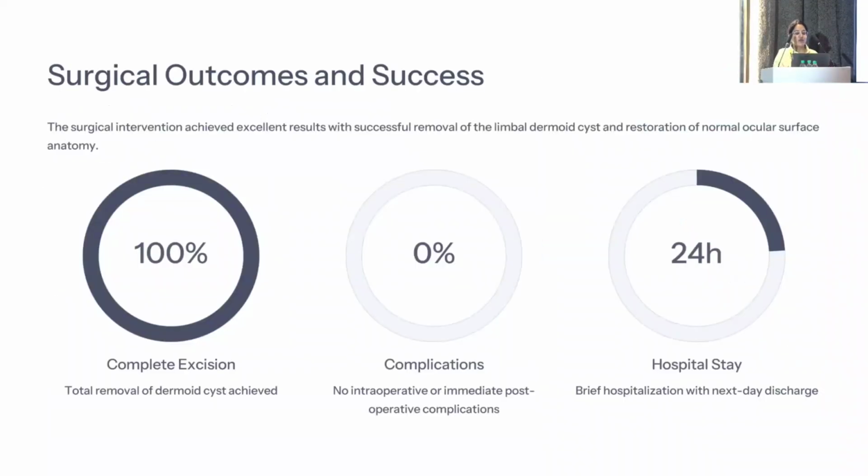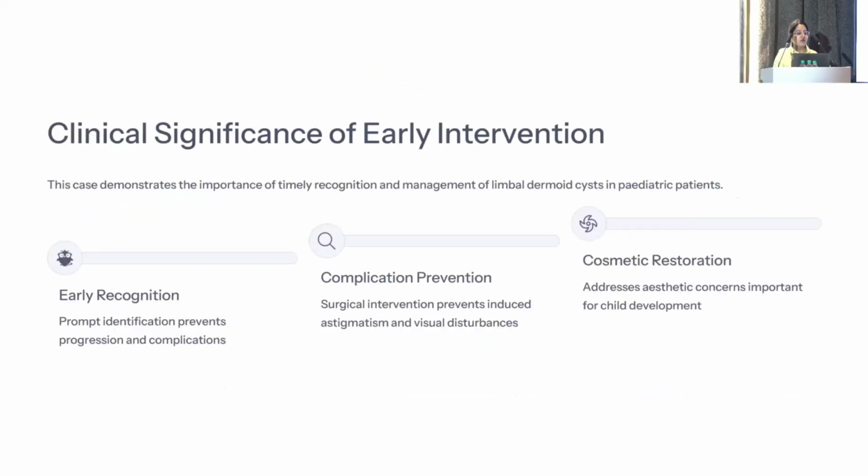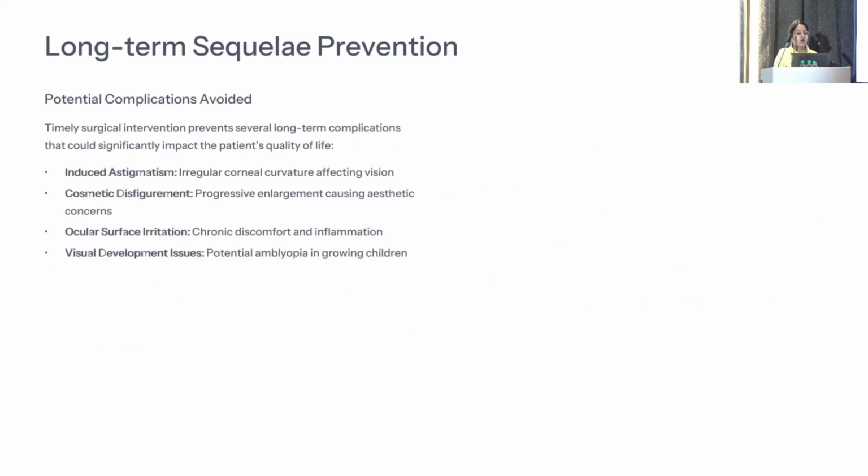100% complete excision with no complication and 24-hour stay. Early recognition can prevent the progression and complications like astigmatism, and it will correct the aesthetic purpose of the patient also. Long-term sequelae prevention can be done if we intervene early, as it induces astigmatism, cosmetic disfigurement, ocular surface irritation, and visual development.